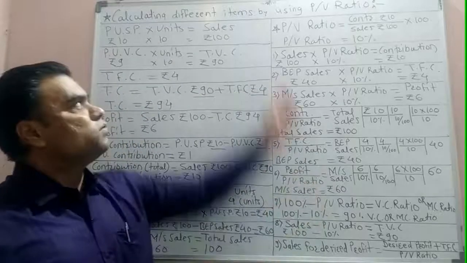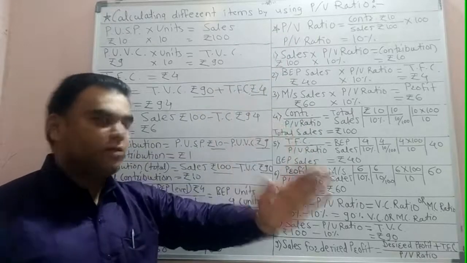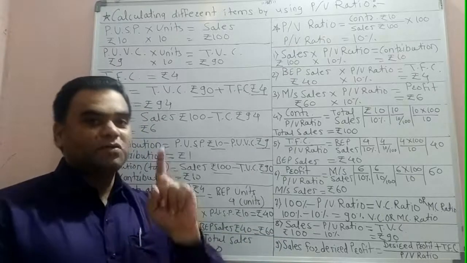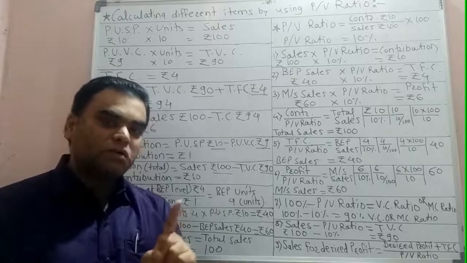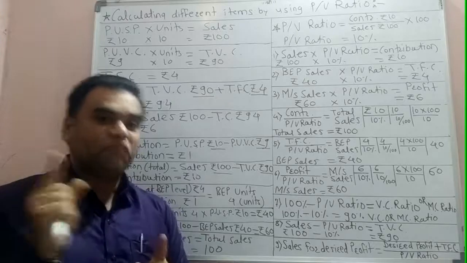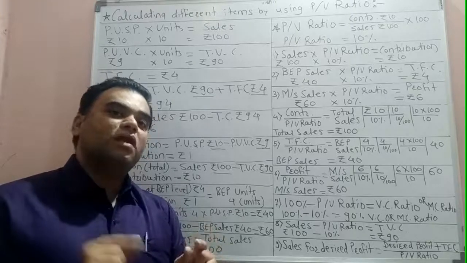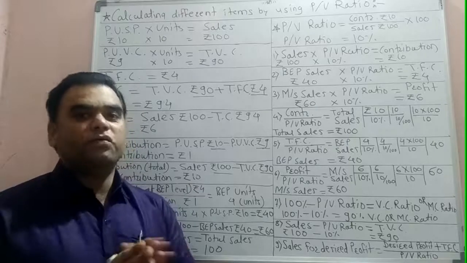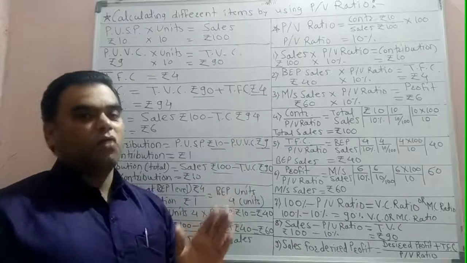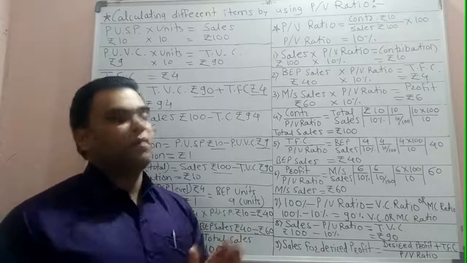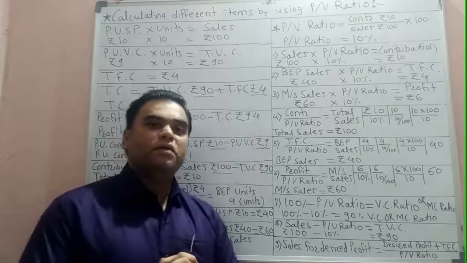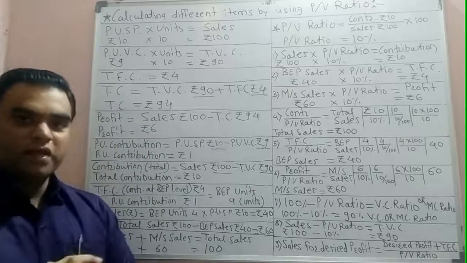So if you know PV ratio, then near about 90% items of marginal costing technique you can find out. In that way, you can solve near about any problem easily if you know PV ratio. And which items we can calculate by using PV ratio, we are going to discuss now with the help of one practical problem. So let's start.